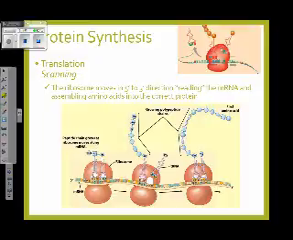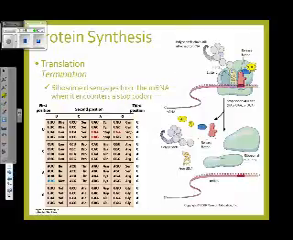Okay, and you see it continues on. The tRNA is bringing different proteins. Those proteins are joining together to make a polypeptide chain. Okay, so the ribosomes disengage from the mRNA when it finds the stop codon.